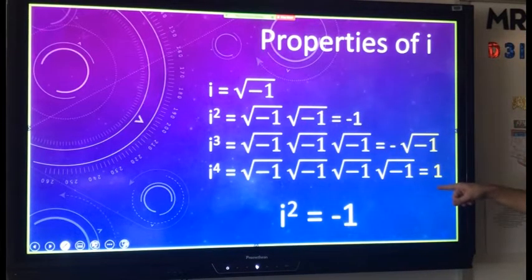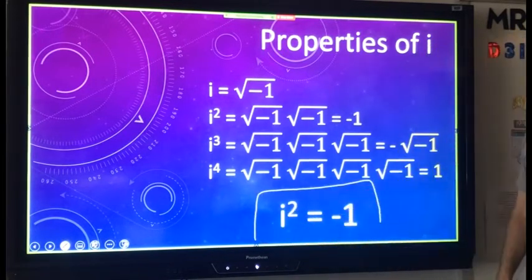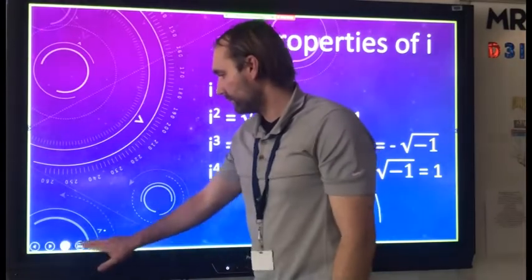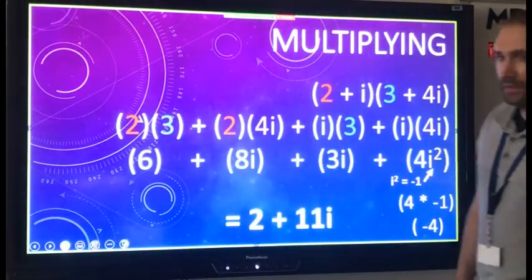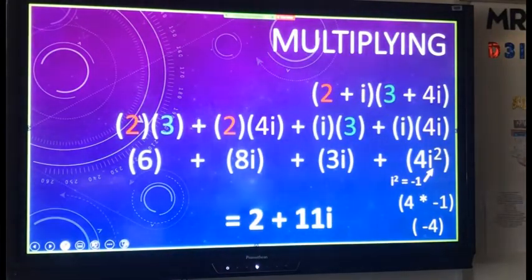Oh, okay. I get it. I get it. This is the main one though, knowing that i squared equals -1. That's some big math right there. Not really. That was just special.